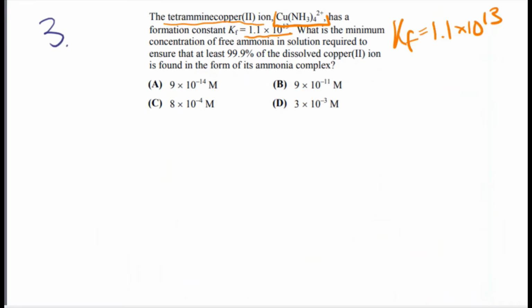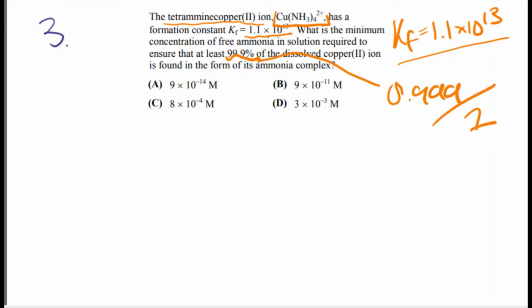Alright, let's now do number 3. The tetraamine copper 2 ion, Cu(NH3)4 2+, has a formation constant Kf of 1.1 times 10 to the 13. What is the minimum concentration of free ammonia in solution required to ensure that at least 99.9%, let's write that as a decimal, 0.999, out of the whole of the dissolved copper 2 ion is found in the form of its ammonia complex?